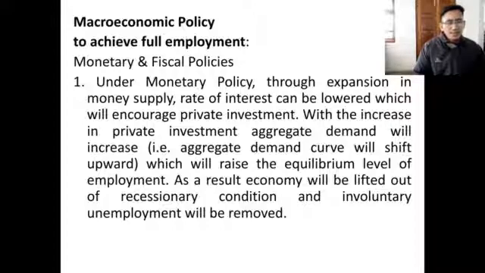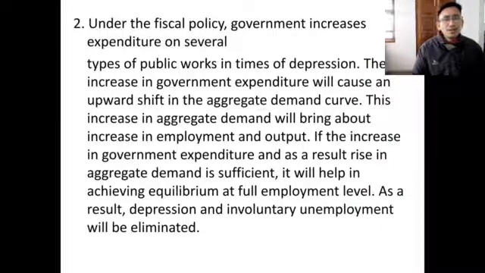Okay. Then next, fiscal policy. It is also to be taken care of by the government. So let us see about the fiscal policy. Under the fiscal policy, government increases expenditure on several types of public works. Okay. In times of depression, especially, the government uses fiscal policy to increase public expenditure. Then the increase in the government expenditure will cause an upward shift in the aggregate demand curve.